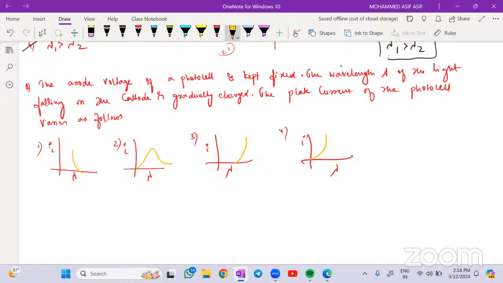The anode voltage of the photocell is kept fixed. The wavelength of the light falling on the cathode is gradually changed. The plate current of the photocell varies as follows.